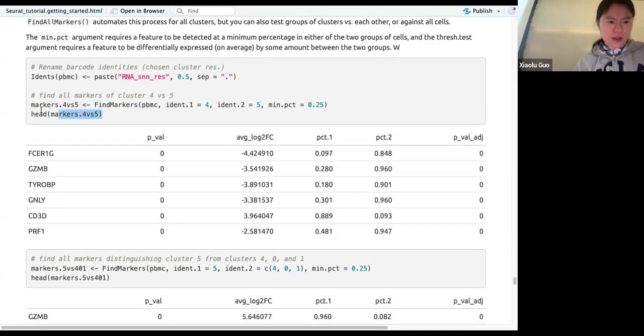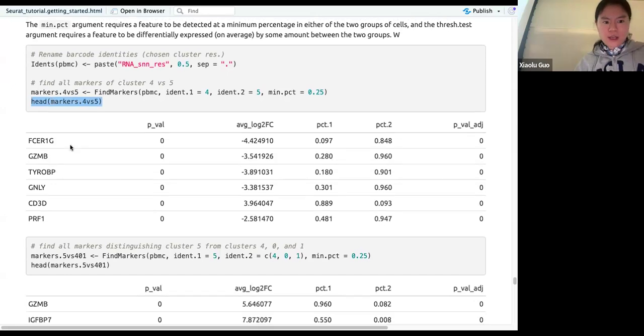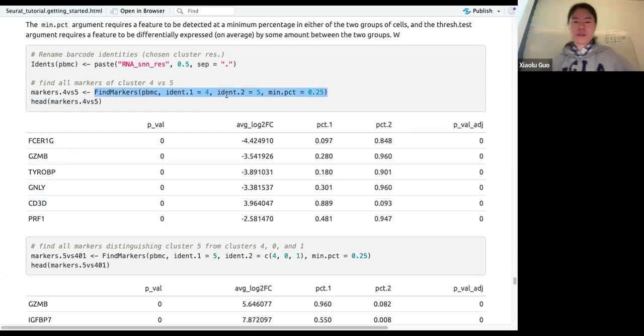Here we can have a look at this data. Here it shows the marker genes, so these are the different genes. Then this is the p-value of the find markers. They use some tests; by default, they use the Wilcoxon rank sum test, and this is the p-value for that test. Then this is the average log2 fold change, which is the fold change of the given clusters.